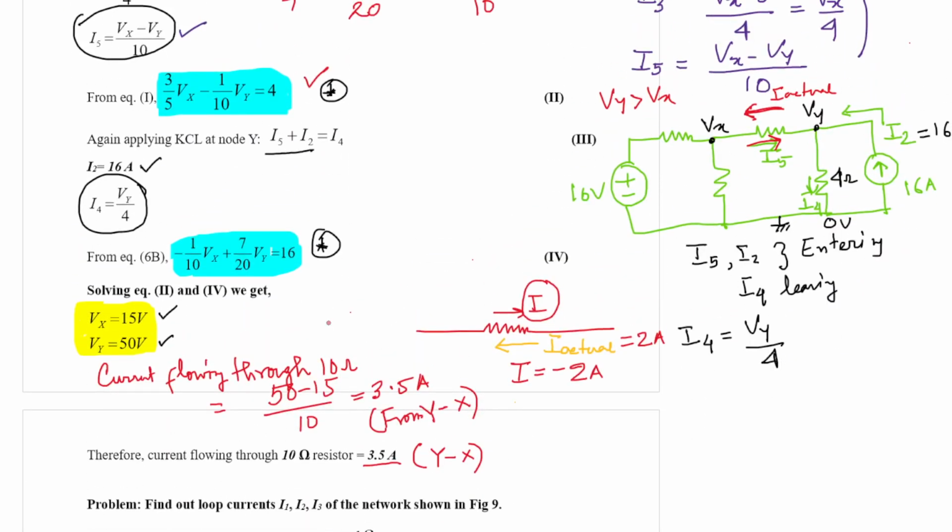From the answer you can see a very interesting thing. What you have assumed is actually reverse, not matching the actual case. Actually Vy is greater than Vx. That means the current which you assumed to flow from X to Y is in actuality flowing from Y to X, because Vy we obtained is greater than Vx.